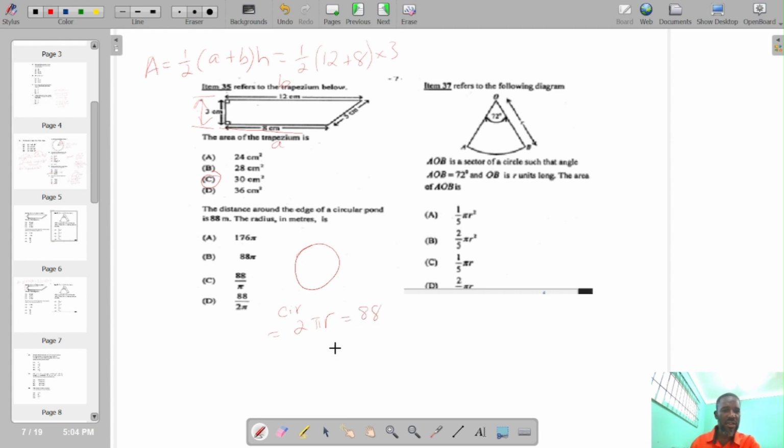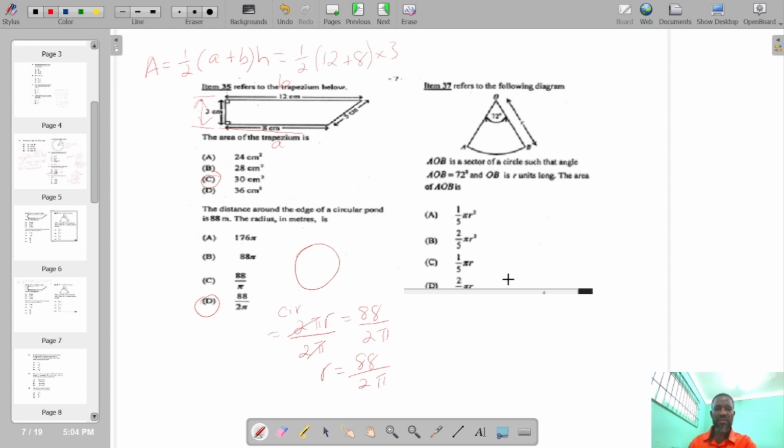So we want to make r the subject, it means we have to divide both sides by 2 pi. By dividing both sides by 2 pi, the 2 pi on this side cancels, so r is equal to 88 divided by 2 pi, and therefore our answer is D.